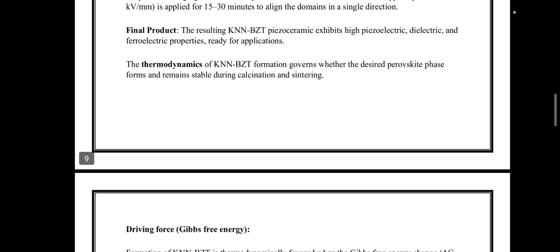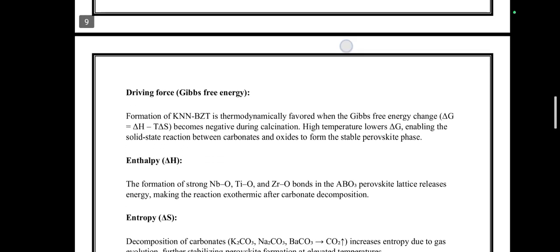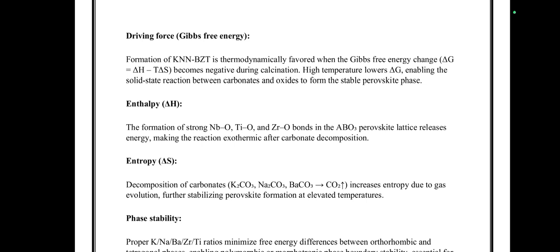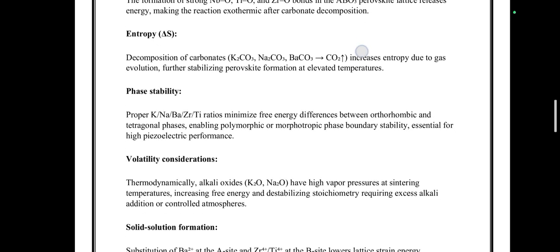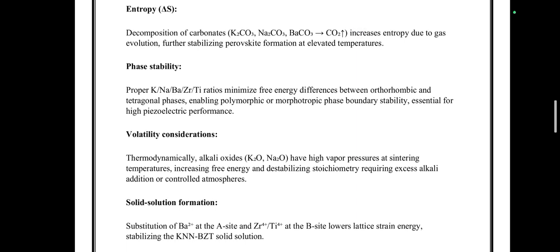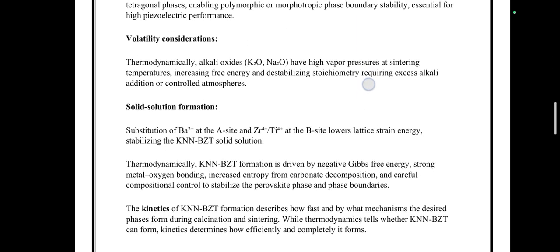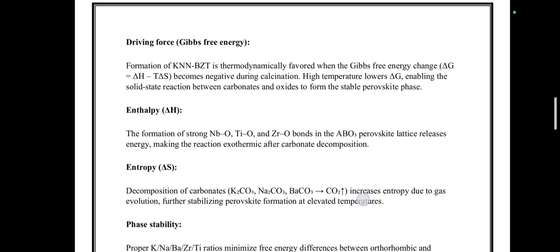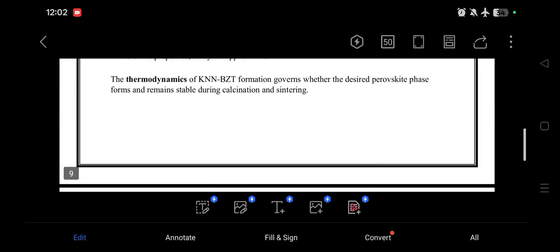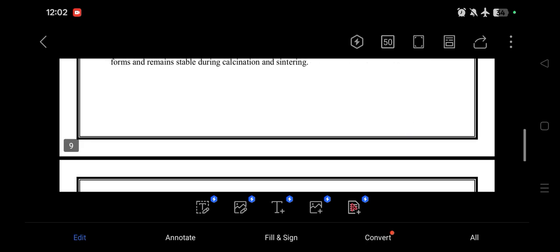If we talk about the thermodynamics involved in the synthesis of material like KNNBCT, formation governs whether the desired perovskite phase forms and remains stable during calcination and sintering. Driving force, free energy, enthalpy, entropy, phase stability, volatility considerations, and solid solution formation thermodynamically control whether the desired perovskite phase forms and remains stable during calcination and sintering.